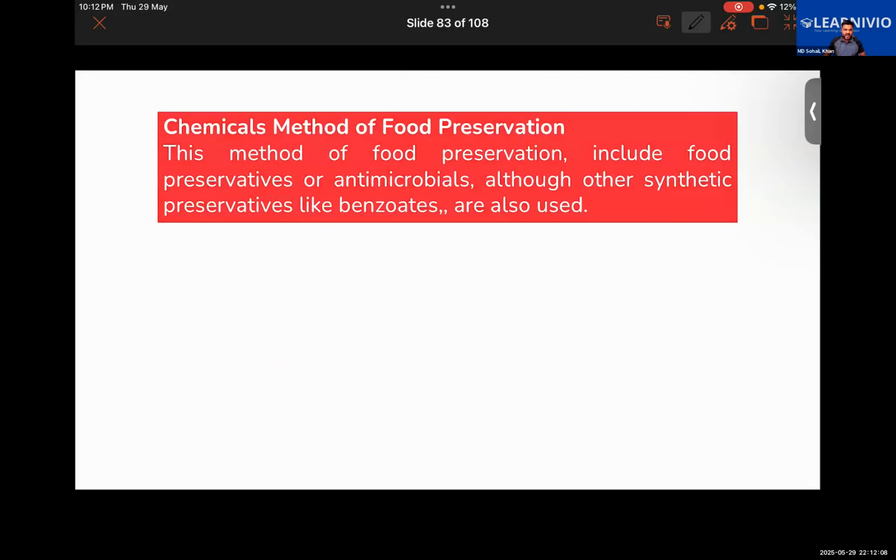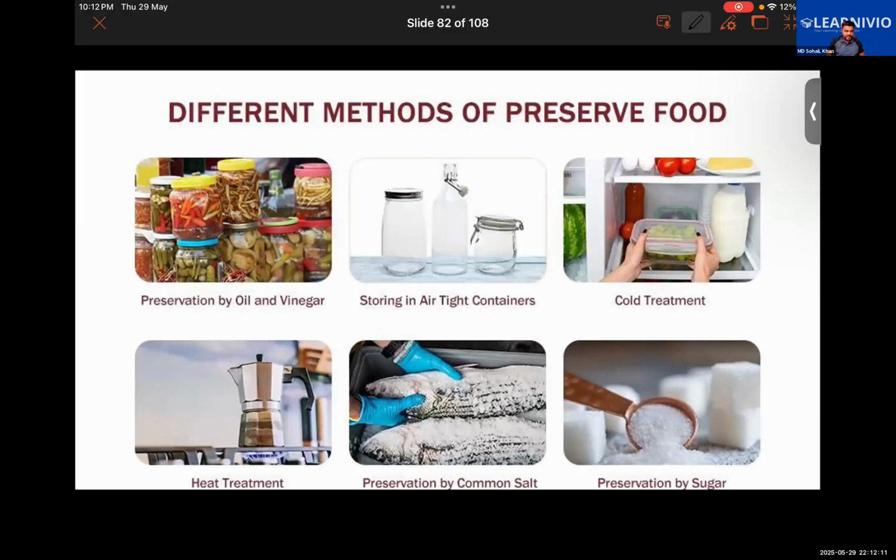Are you getting it now, how the physical and chemical methods of preserving food are different? In the physical method, you would be either increasing or decreasing the temperature, or storing the food in airtight containers, deep freezing it, or heating it.